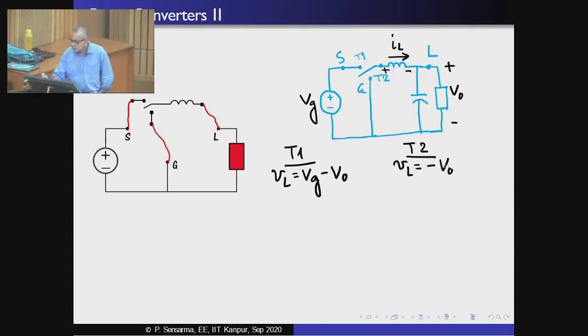See, the minus sign comes out here. The switch is in position T2, so this node and G is shorted. Therefore, this minus sign comes up here. So, the positive reference potential is connected to the negative of Vo. Therefore, VL is equal to minus Vo. Okay.